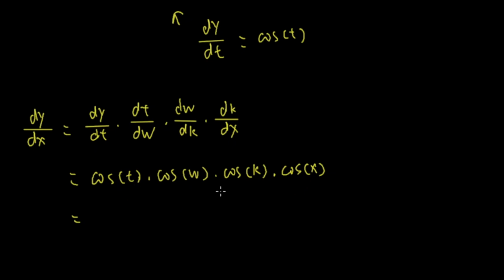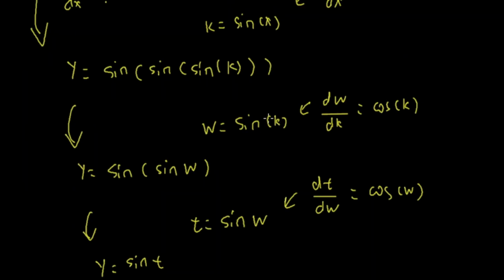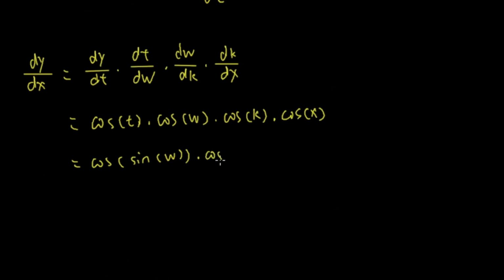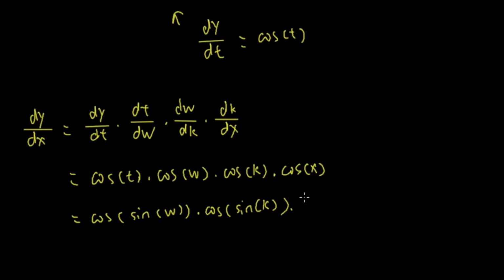What is cosine t? What is t? T is sine w. So cosine of sine w times cosine. What's w here? W is sine k. Cosine of sine k times cosine k. What is k? K is sine x. So that is cosine of sine x times cosine x. Okay, so I don't have to change that because it's in terms of x already.